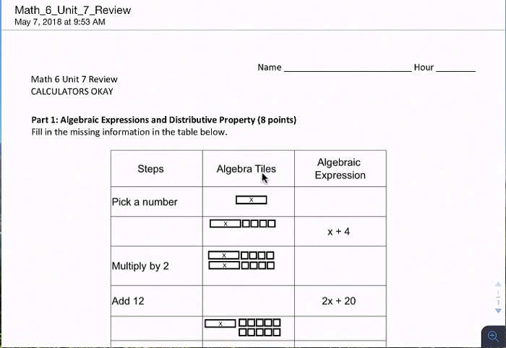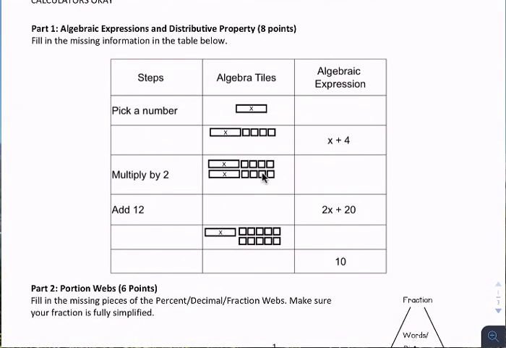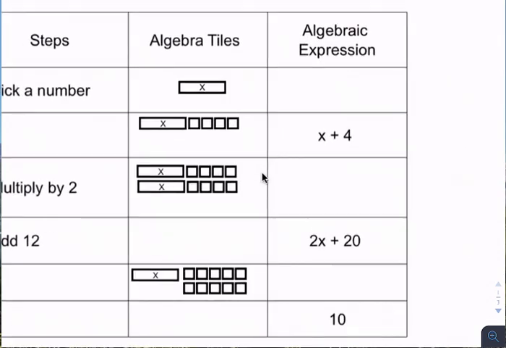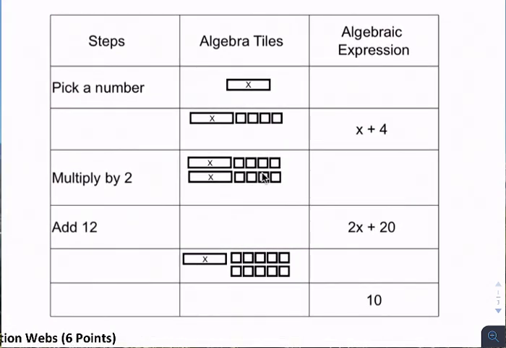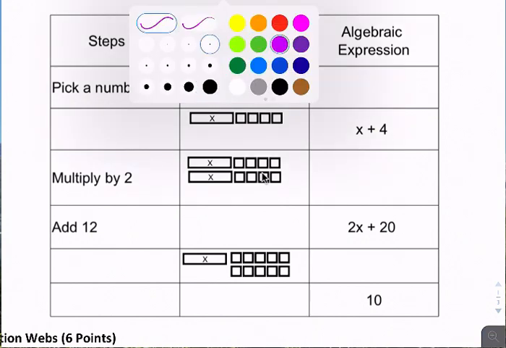Okay, this is the Unit 7 review. So, Part 1 says algebraic expressions and distributive property. Fill in the missing information in the table. So, we get some of the information and we just have to fill in the missing pieces. So, our first step was pick a number. We represent that with the algebra tile X, and our algebraic expression is just the tiles that we see. So, that's just going to be X.